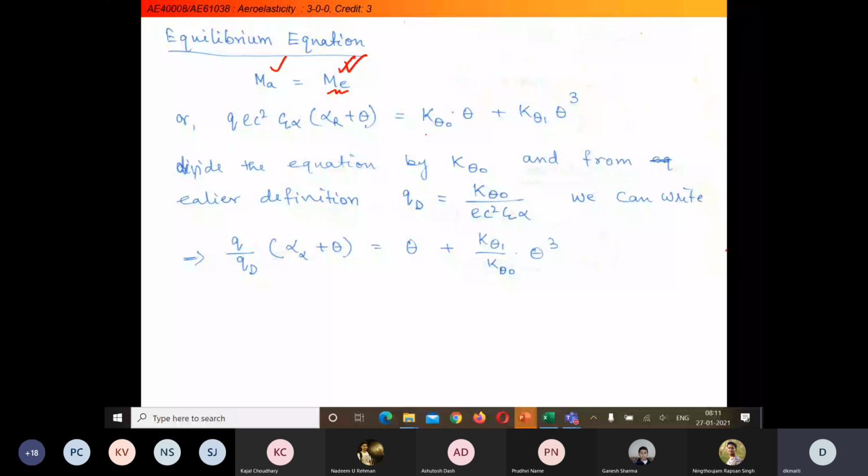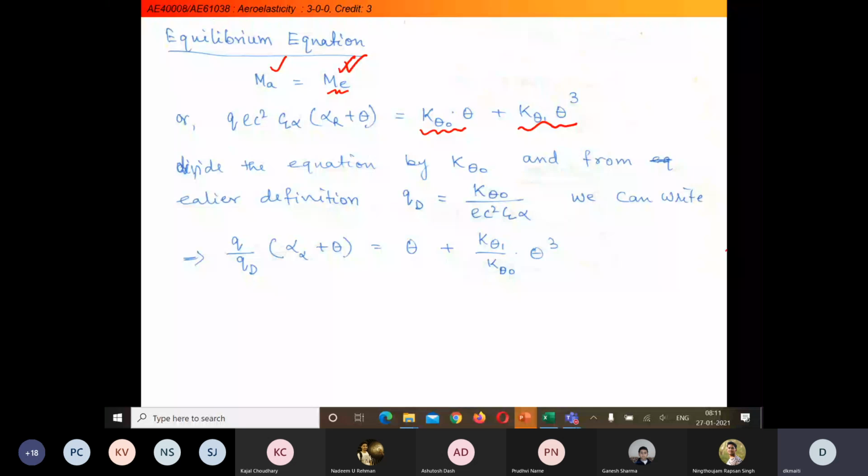Here I have continued to take k theta 1 because there is no other k theta term. But if we are taking all the nonlinearity, let's say linear, quadratic, cubic, then accordingly we can give the subscript of this coefficient.